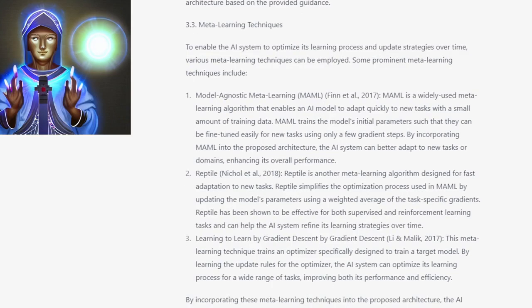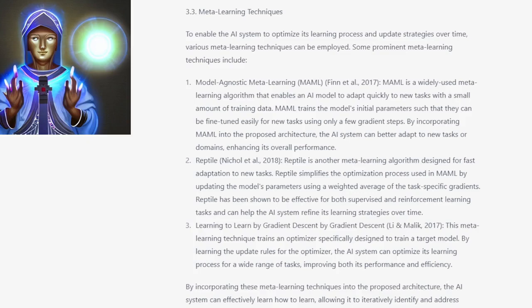3.3. Meta-learning techniques. To enable the AI system to optimize its learning process and update strategies over time, various meta-learning techniques can be employed. Some prominent meta-learning techniques include model-agnostic meta-learning, MAML, Finn et al. 2017. MAML is a widely used meta-learning algorithm that enables an AI model to adapt quickly to new tasks with a small amount of training data. MAML trains the model's initial parameters such that they can be fine-tuned easily for new tasks using only a few gradient steps. By incorporating MAML into the proposed architecture, the AI system can better adapt to new tasks or domains, enhancing its overall performance.